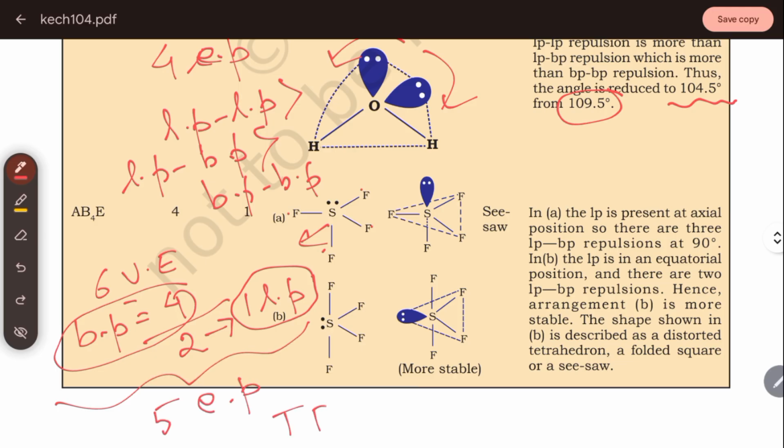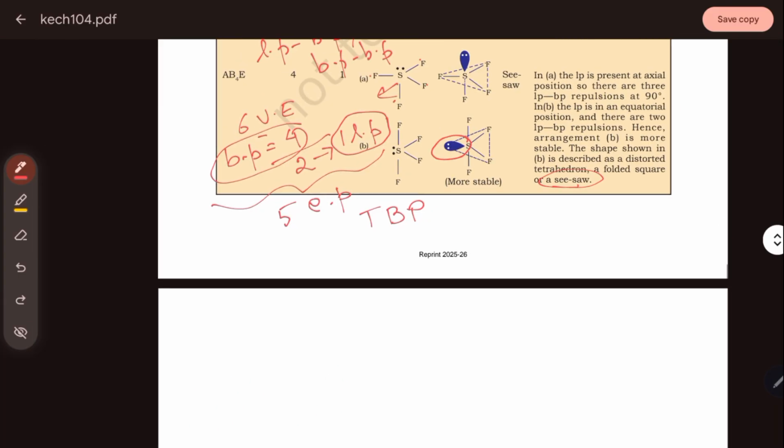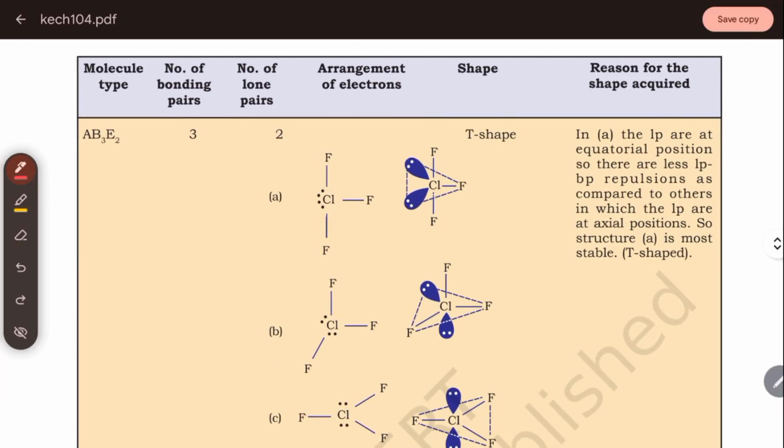So together I can say I have 5 electron pairs. So it gives a TBP structure. And in a TBP structure, the equatorial position is a more stable position, and so the lone pair will be oriented in the equatorial position in order to experience less repulsion. So it is a seesaw shape. Okay. So this is the part of NCERT.